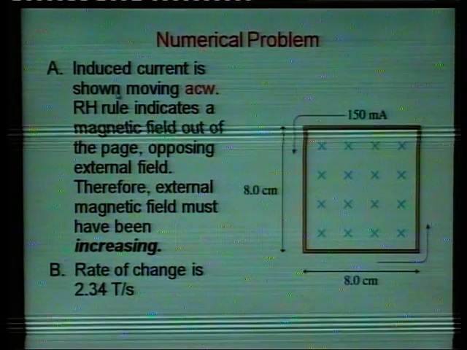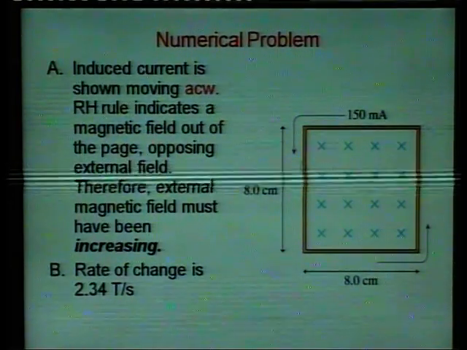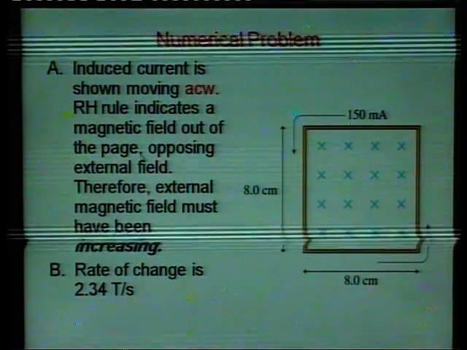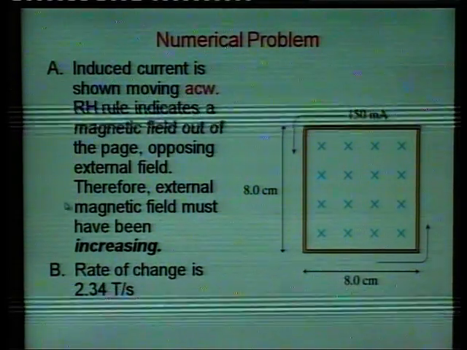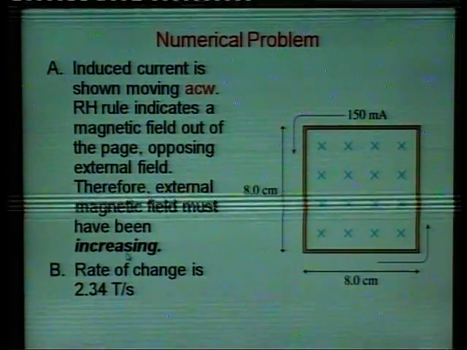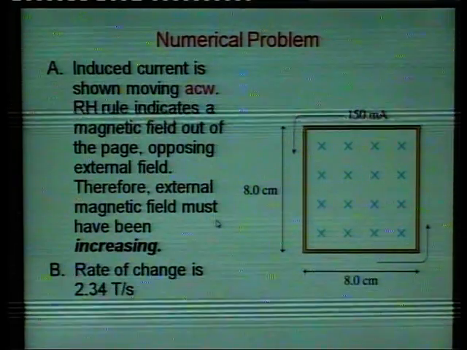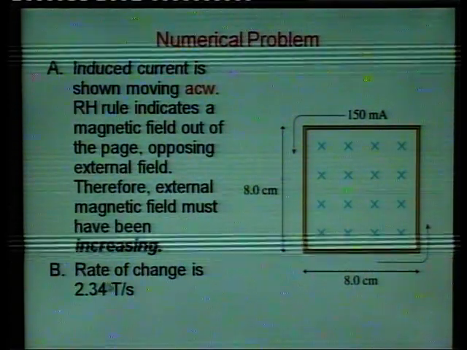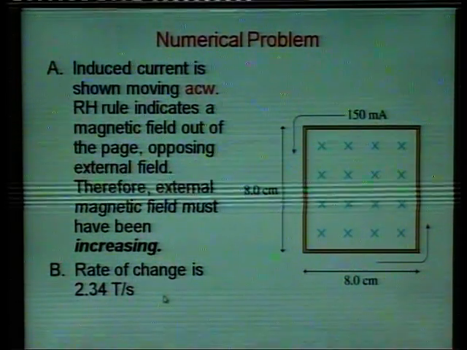So the induced current is shown moving anti-clockwise. A right hand rule indicates a magnetic field out of the page. So the magnetic field will be out of the page, opposing the external field. Therefore, the external magnetic field must have been increasing. So the first question was whether the magnetic field strength is increasing or decreasing. So it is increasing. And the second question was, what is the rate of change of the magnetic field? The rate of change of magnetic field comes out to be 2.34 Tesla per second.